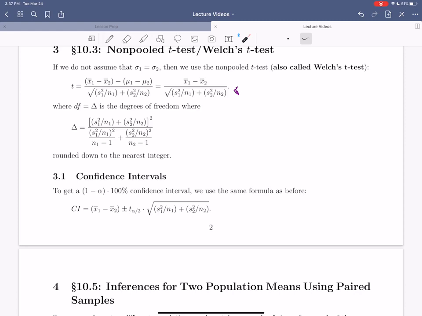You can again do confidence intervals. The formula is identical. Okay, so not much to say there. So that's how you get confidence intervals for the non-pooled t-test. Yeah, that's really all I wanted to say about those two.